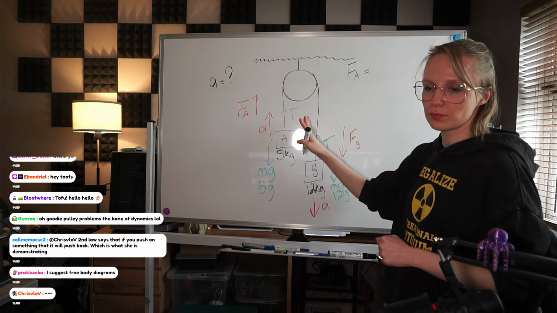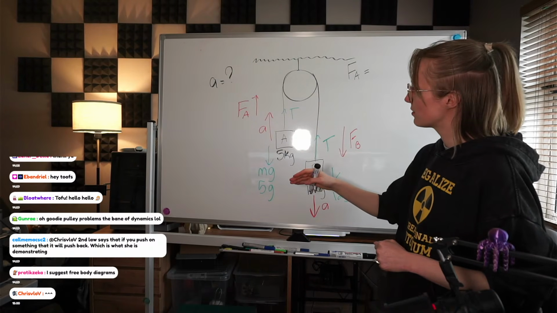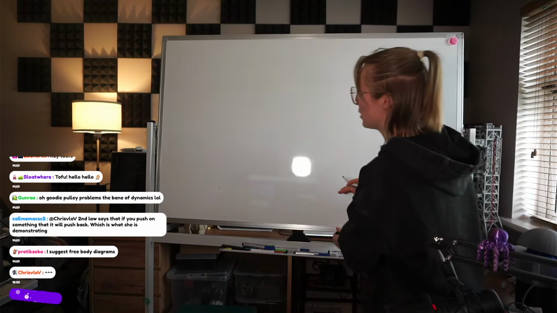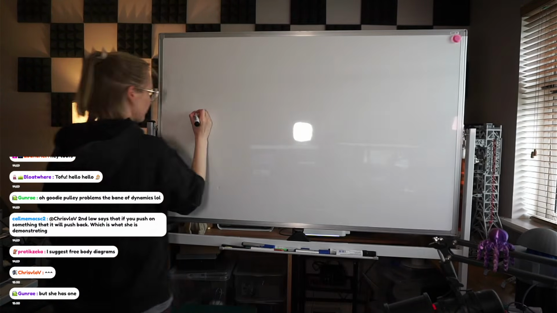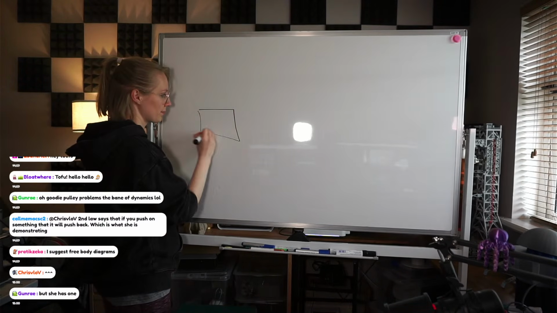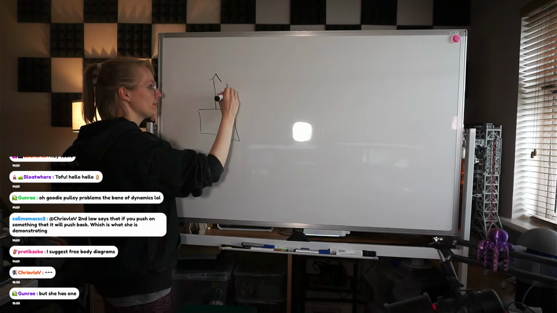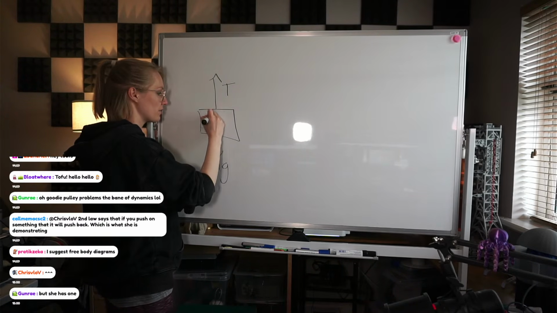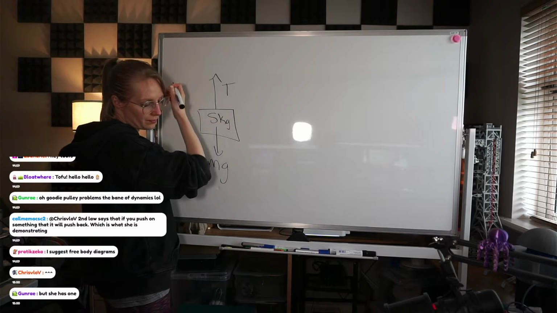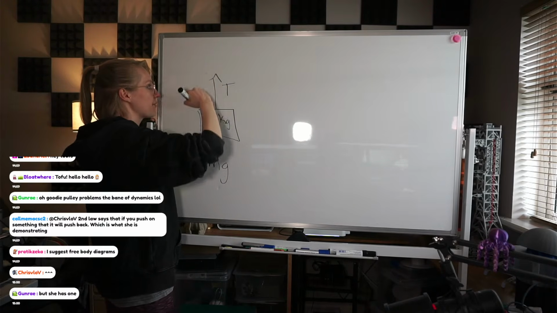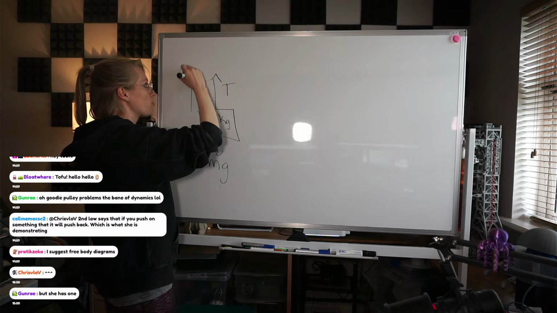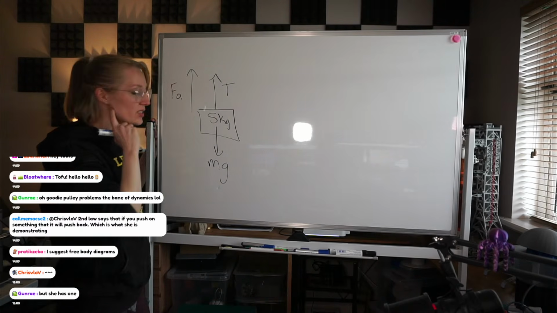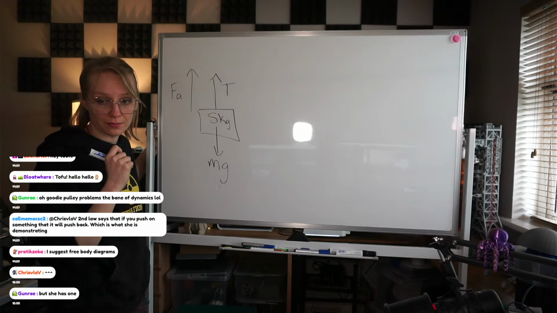I suggest drawing a free body. Isn't that kind of what I did? Okay, if you want me to draw it a bit better, I'll do it again. So if we look at the block of 5 here, it has a tension acting this way. It has its weight, mg, acting this way, 5 kilograms. And it's moving in this direction, A. So the net force, FA, is in this direction, upwards. That's the free body diagram for it.